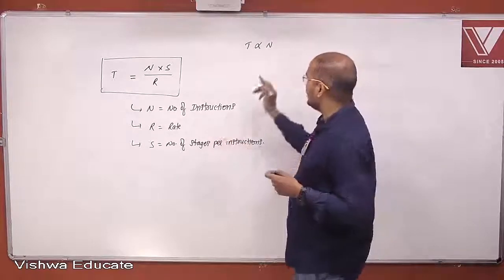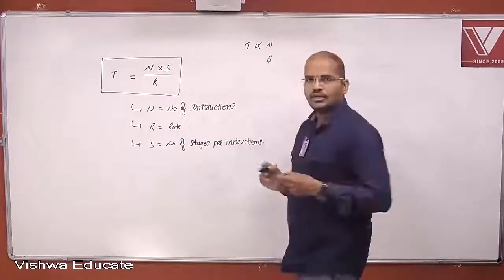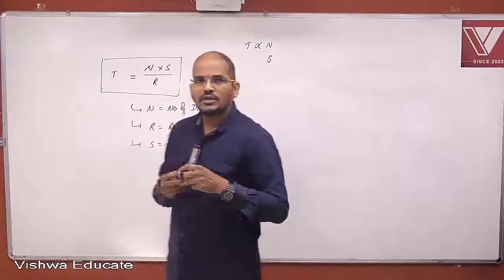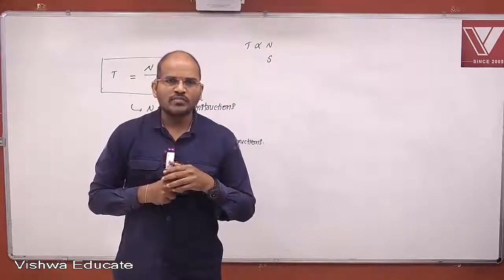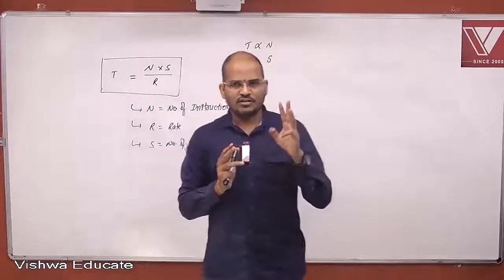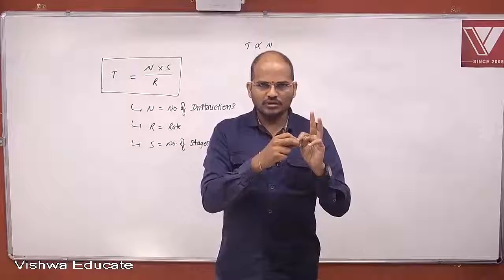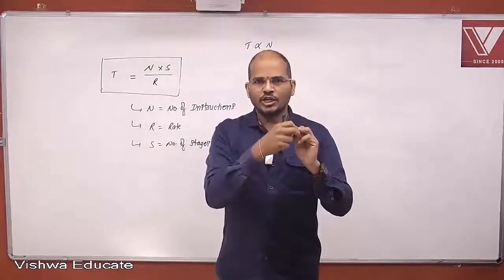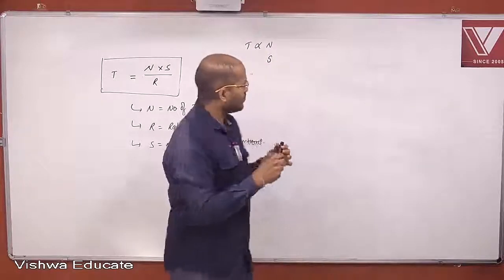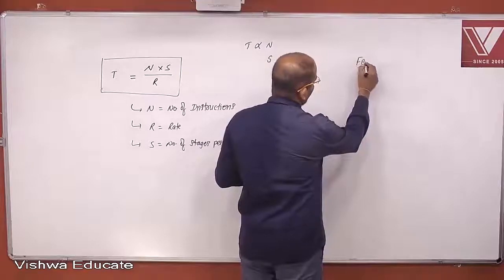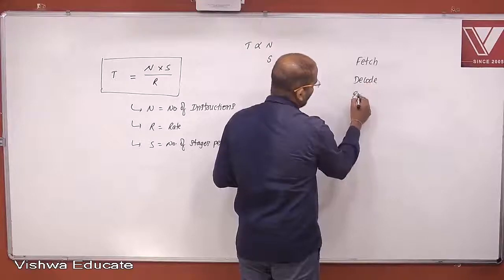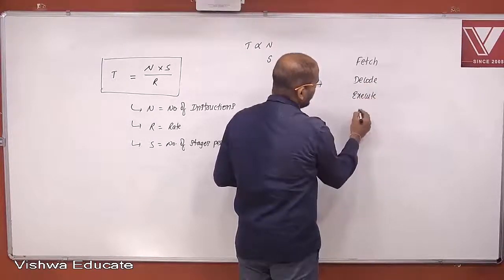And S indicates the number of stages. What do you mean by the number of stages? Whenever you handle an instruction, it is handled in phases. We fetch the instruction, we decode it, we execute it, and we store it. So we got four things: we fetch, we decode, we execute, we store.